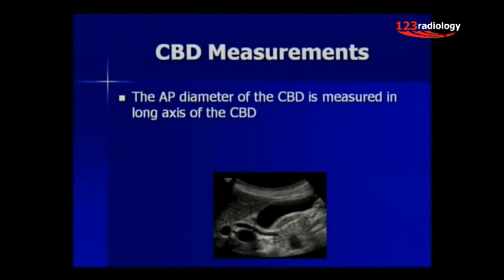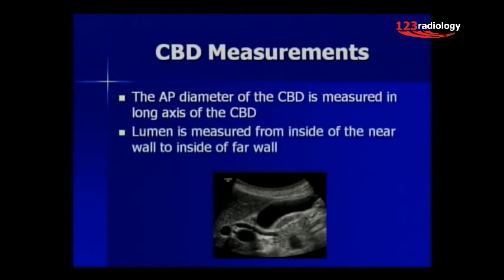So the AP diameter of the common bile duct is going to be measured in the long axis of the common bile duct as depicted here in this image. And the lumen is going to be measured from inside of the near wall to inside of the far wall, so we're not going to include the wall in our measurements.